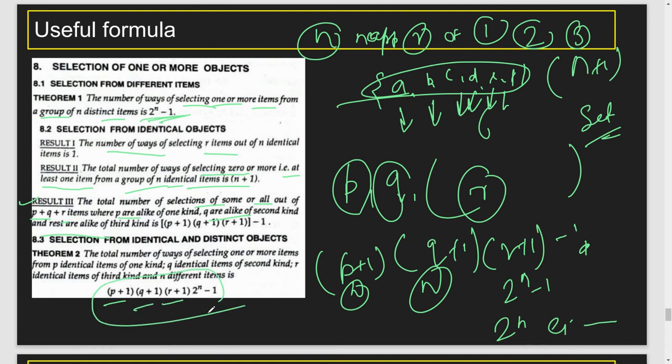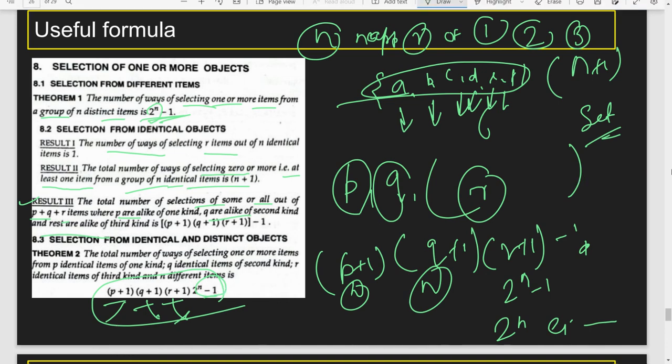This is just the fundamental of the product rule that we saw. These can be done by P plus 1 ways, Q plus 1 ways, R plus 1 ways. Obviously, distinct items get selected by 2 to the power n ways. So 2 to the power n ways, and we do minus 1 to avoid the no-selection case. If there is no selection, for that we take the minus 1 part.